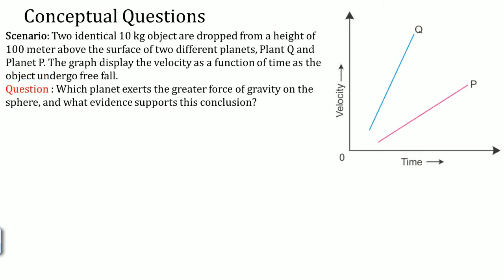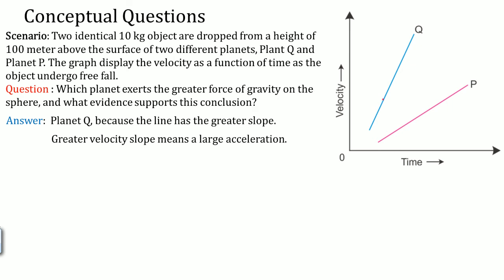Next, 2 identical 10 kilogram objects are dropped from a height of 100 meters above the surface of 2 different planets, planet Q and planet P. The graph here displays the velocity as a function of time as the object undergoes free fall. Which planet exerts the greater force of gravity on the sphere, and what evidence supports the conclusion? Well, I would say planet Q because the slope here is greater. The slope here is greater, so the a is going to be greater.